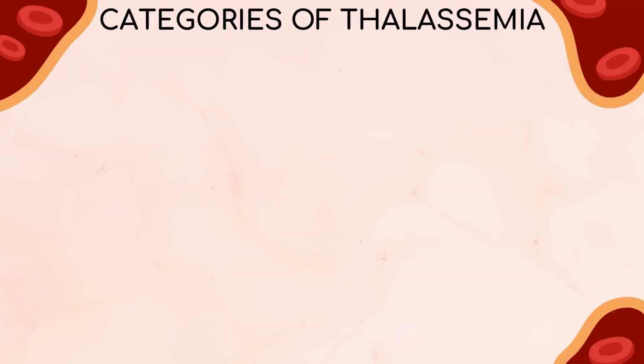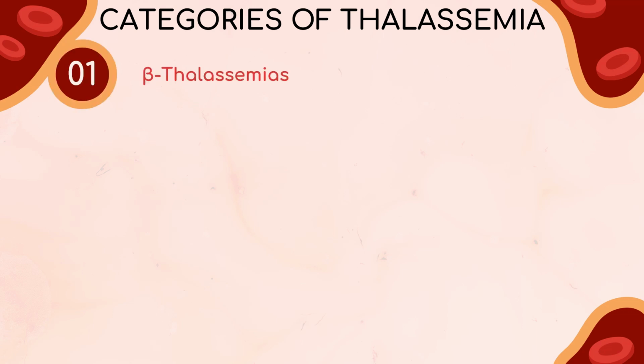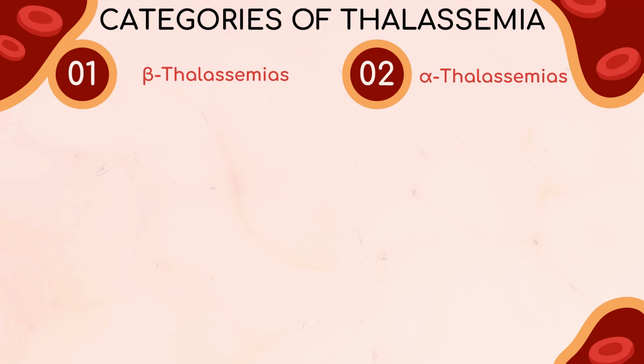Categories of thalassemia. Thalassemias are classified into two main types, beta-thalassemias and alpha-thalassemias, each involving specific gene clusters.